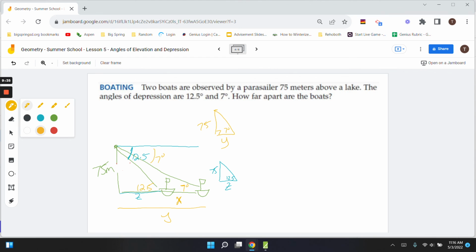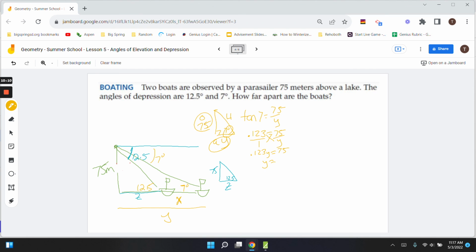Now the other one's going to be very similar, except now it's going to be tangent of 12.5 equals 75 over z. So the tangent of 12.5 is 0.222. Again, I put that over 1, I cross multiply. Final step would be to divide. So 75 divided by 0.222 is 337.8. So I have my y, I have z.